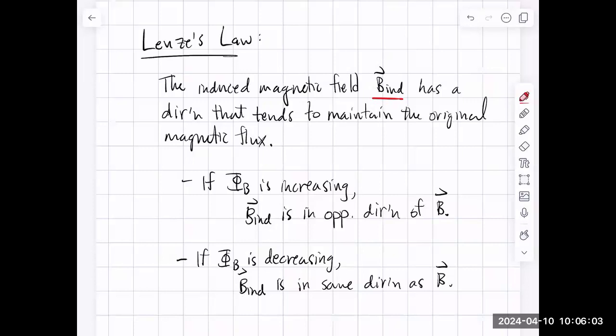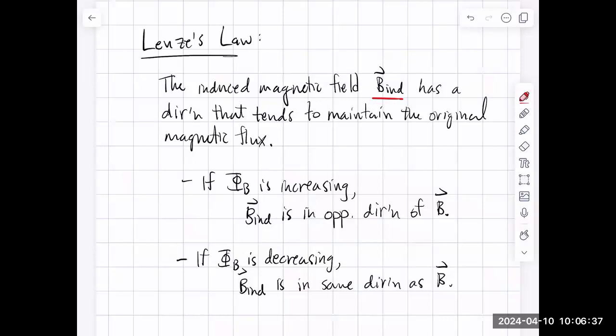On the other hand, if the flux through a loop is decreasing, then again, Lenz's law says that the induced magnetic field that gets created will tend to try to maintain the original flux that was there. So if the flux is decreasing, the B induced is going to tend to increase the flux to bring it back to where it was. And that means the induced field would be in the same direction as the field that was already in place. And we're going to see some examples of this today.